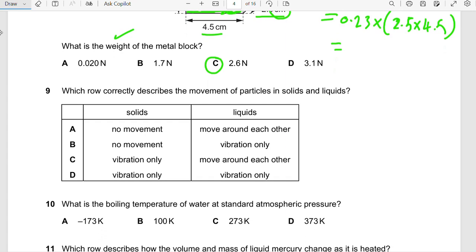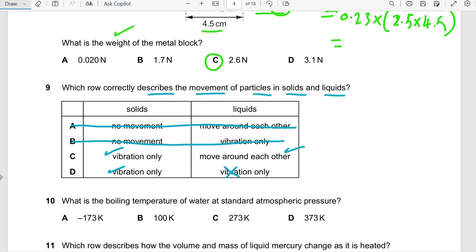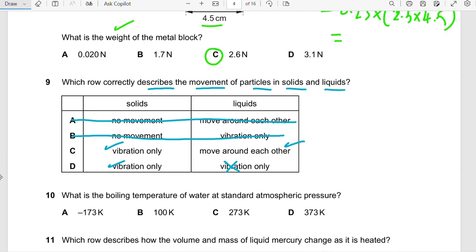In question 9, they ask which row correctly describes the movement of particles in solids and liquids. We know in solids it vibrates, right? So in option A, they say no movement for solids. No, this is wrong. B, no movement. This is wrong. In C, they say vibration only. Both of them are correct. Let's see for the liquids. In C, they say move around each other. Yes, this is correct. In D, they say vibrate. No, actually, they don't vibrate. They move around. Maybe they vibrate a little bit, but mainly they move around. So it is option C.